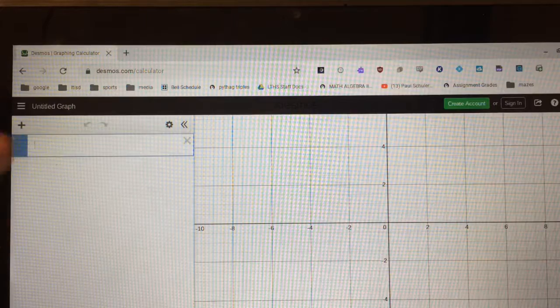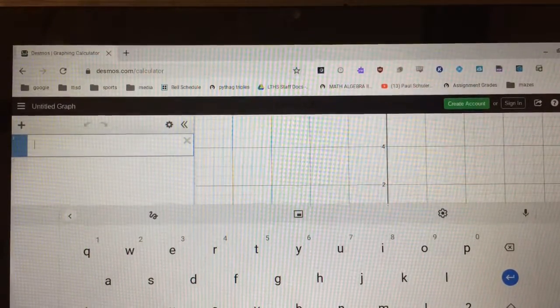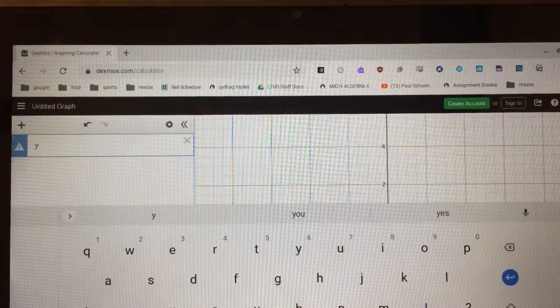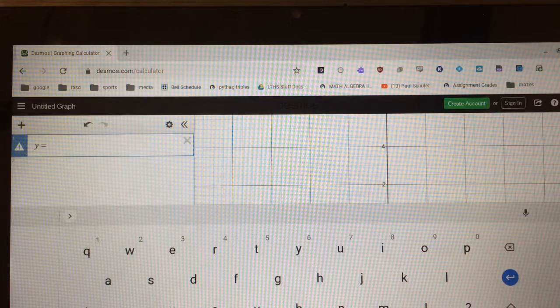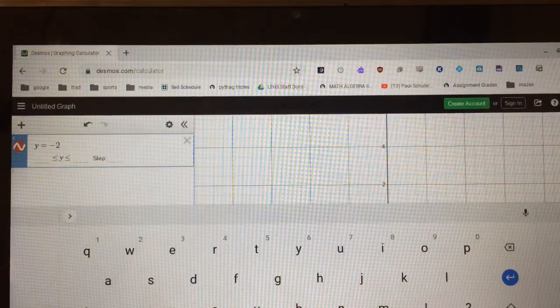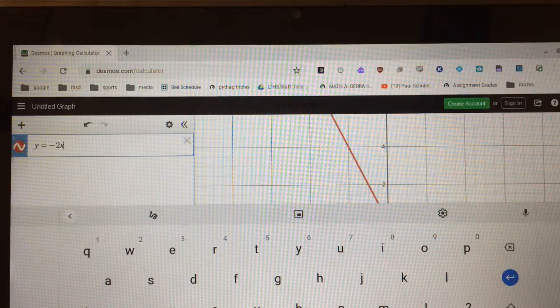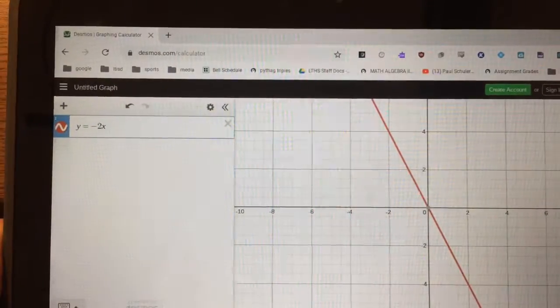Basically you click on here, and then you're just going to type in the equation exactly how it looks. Okay? So y equals negative, let's see, where's my negative button here? Do I have a negative button? Yeah, it's right there. Negative 2x. All right, so there we go. So, what do you think? Does it show direct variation? Yes, it does.